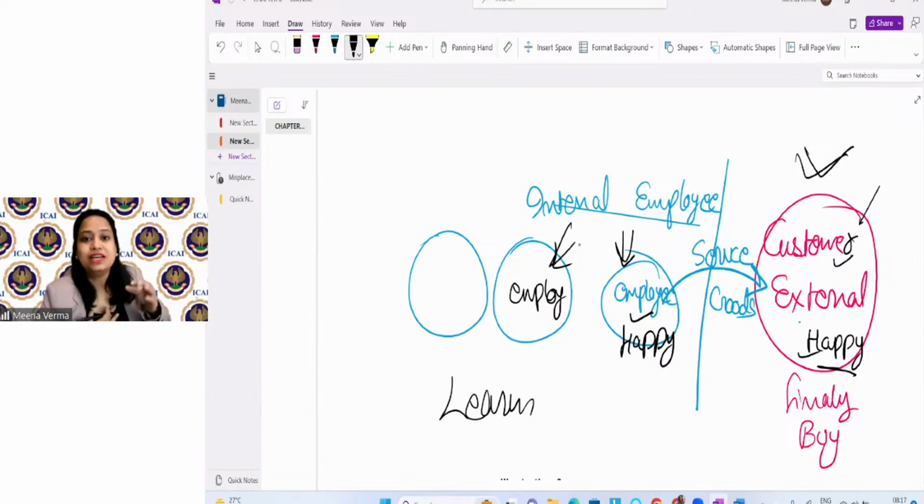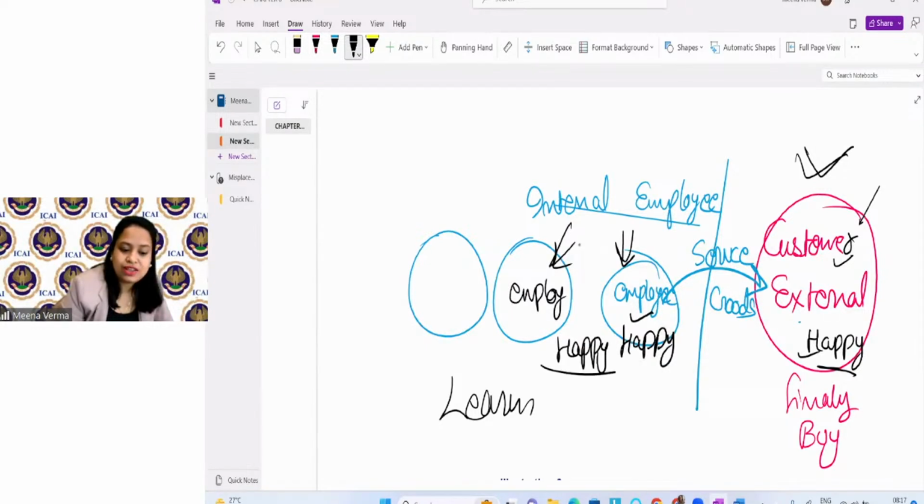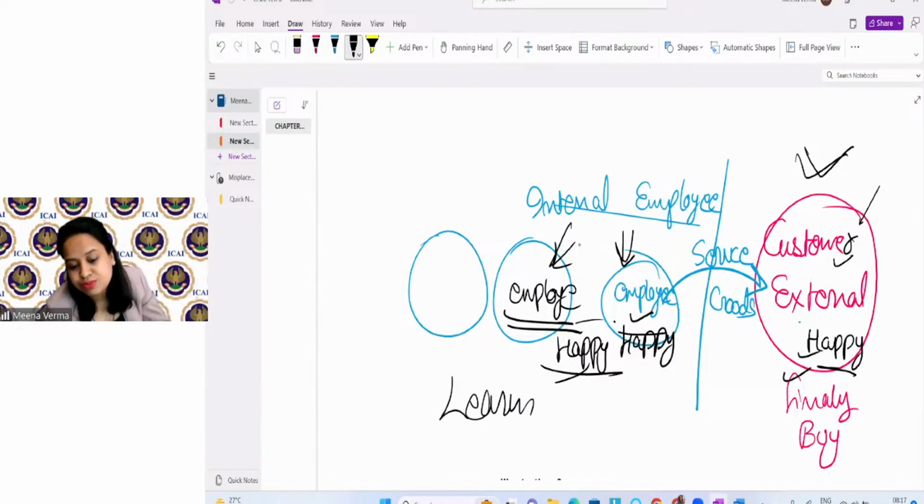First, don't overburden them. We have learned this in chapters 1, 2, 3. Do not overburden them with work. Do not overburden them, okay? Give them freedom to work. Keep them happy. Just keep it in mind: only when a happy employee gives good services to the customer, only when the employee is happy, then only can the customer get good services from the company.